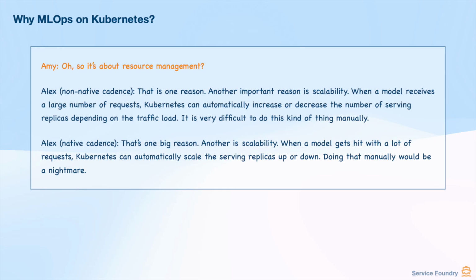Oh, so it's about resource management? That is one reason. Another important reason is scalability. When a model receives a large number of requests, Kubernetes can automatically increase or decrease the number of serving replicas depending on the traffic load. It is very difficult to do this kind of thing manually.